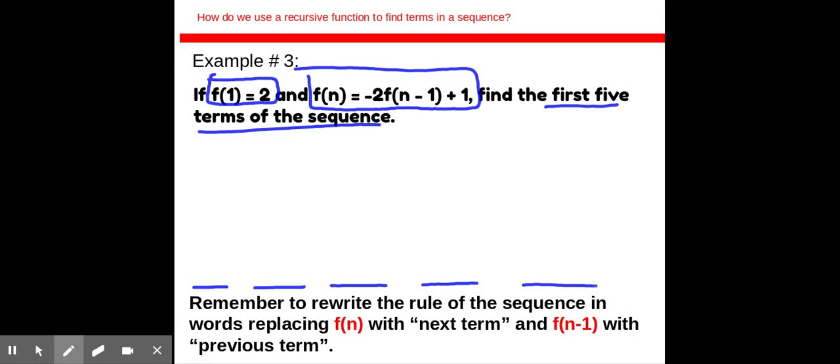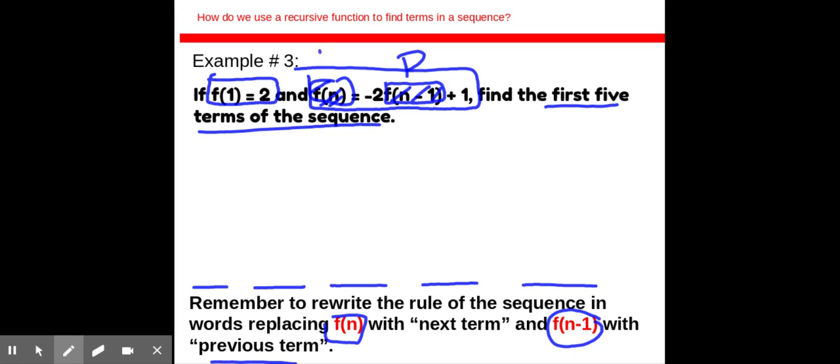And now in this particular one, f of n minus 1 is our previous term. f of n is our next term. So this notation just means previous term to get to our next term.